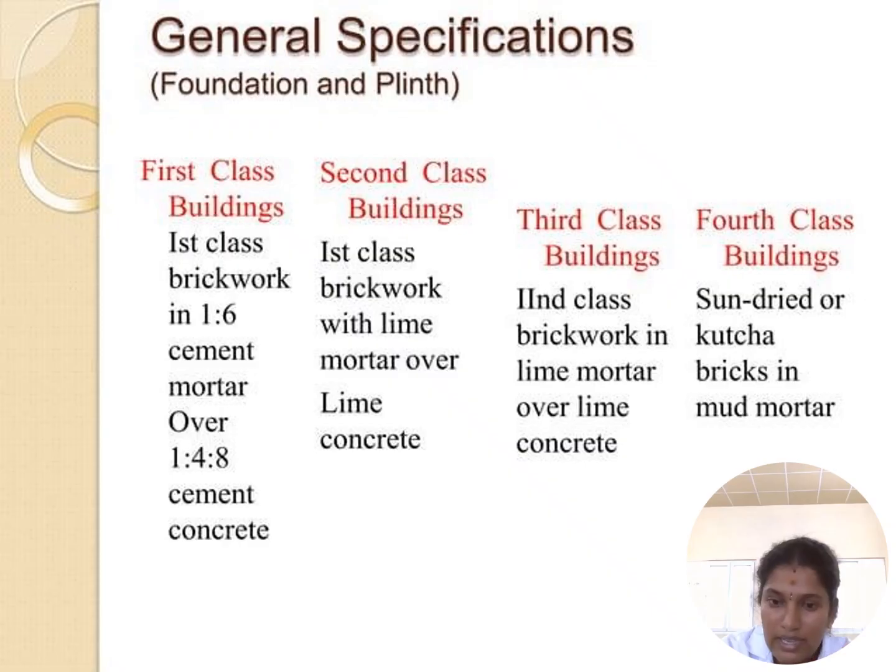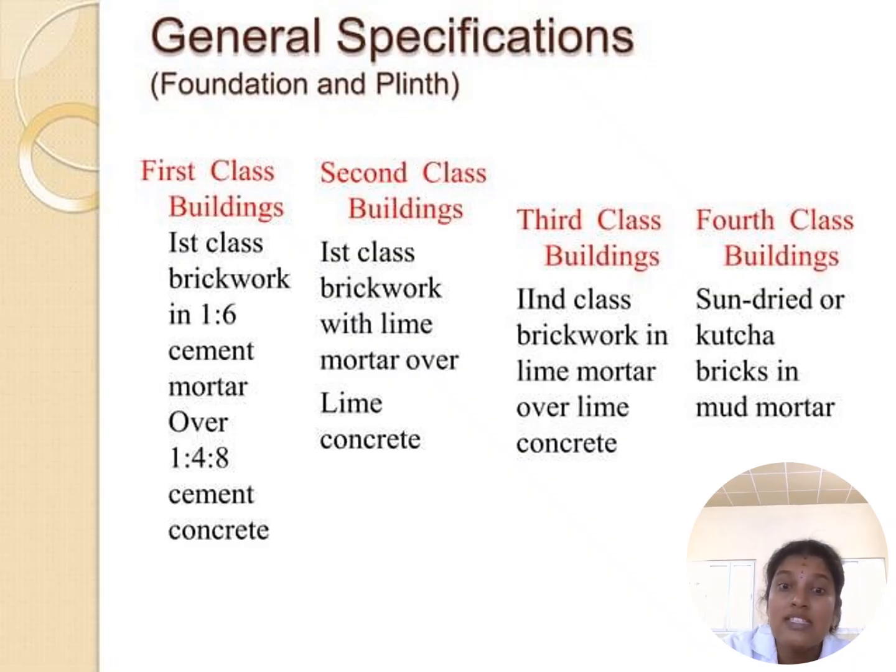Like this, we will see each and every item of work for each and every class, like the 4 classes, right? For the foundation level, they are using DPC. So here we are using first class brick. What is the category of the second class brick?